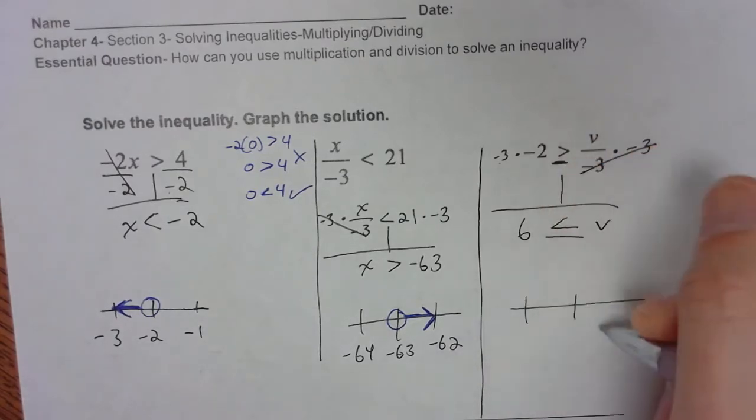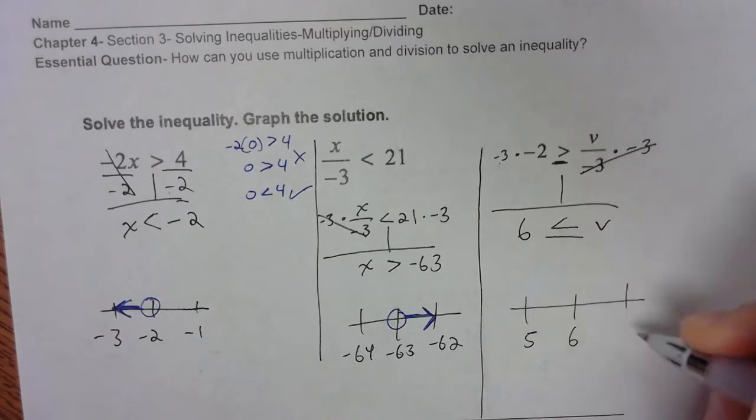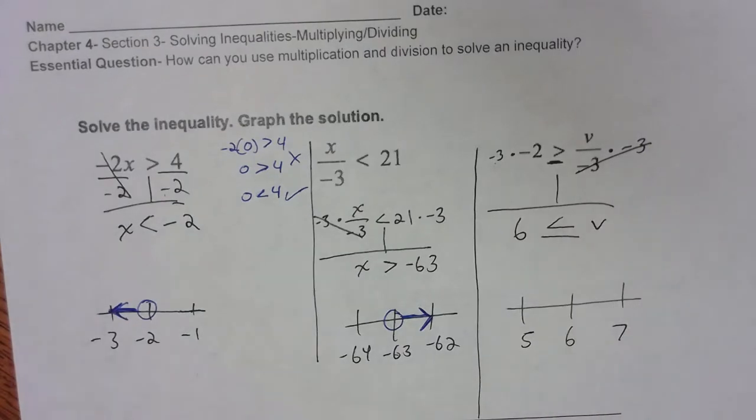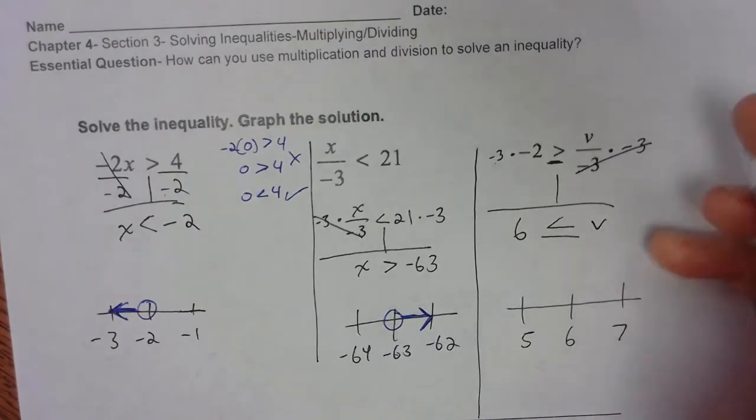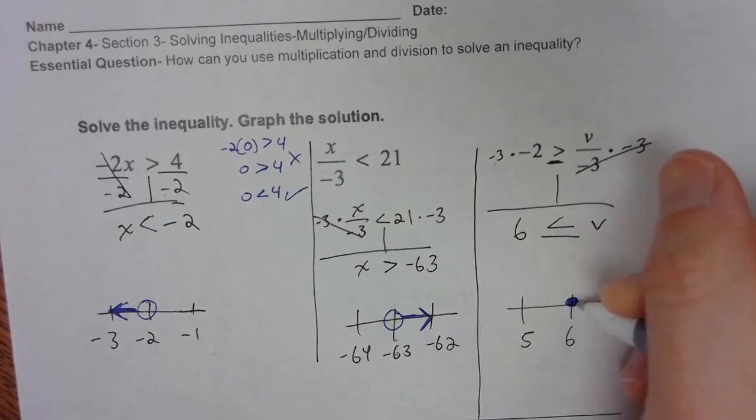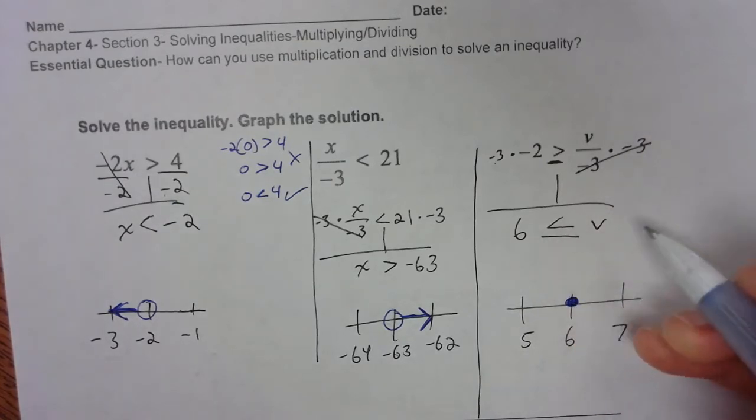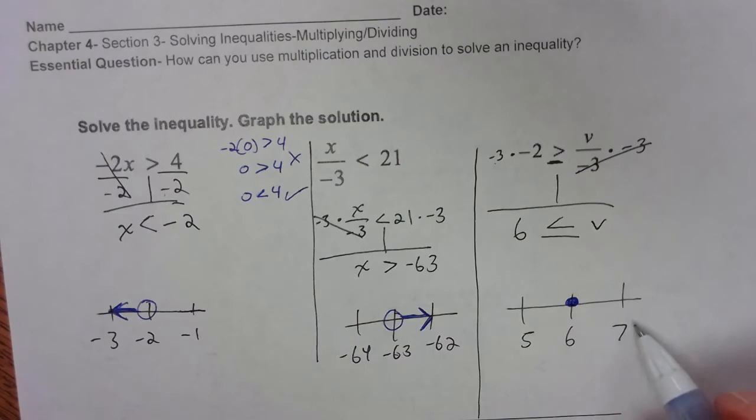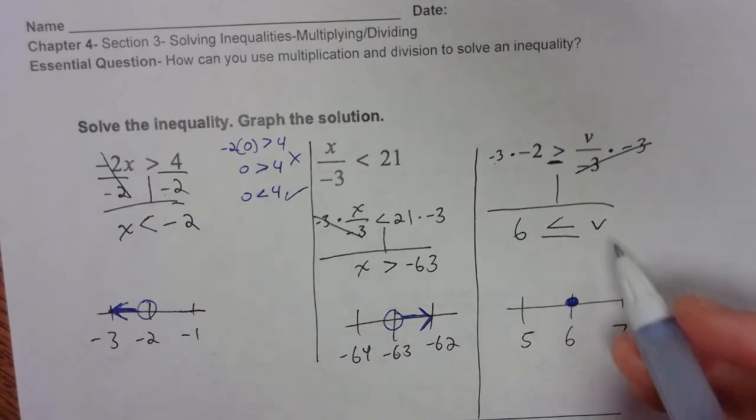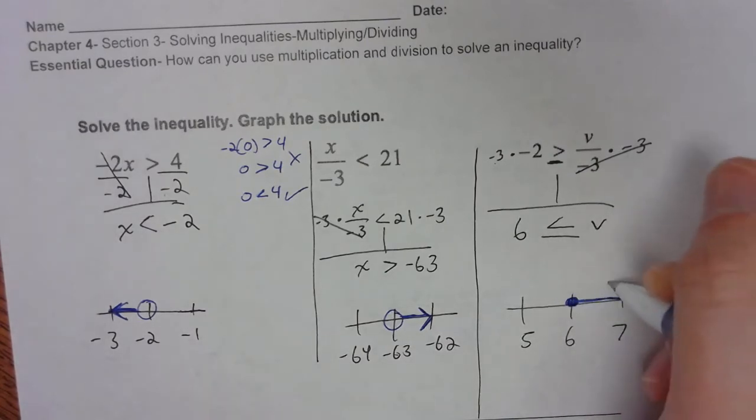And now I graph. It is a closed circle because it's an or equal to. And 6 is less than or equal to what number? 5 or 7? Well, 6 is less than 7. So I'm going to be going towards the 7.